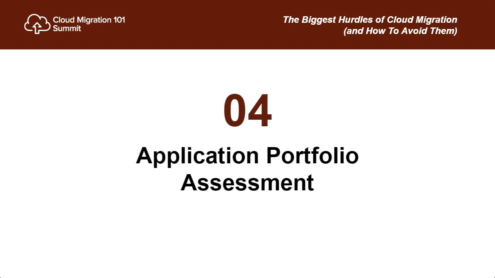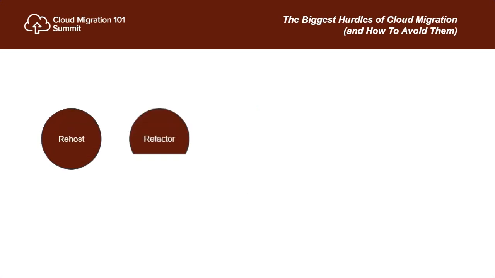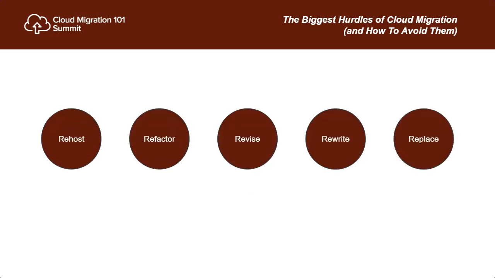Now, number 4 is an application portfolio assessment. Now, I know you've heard this a million times, but when you're going to the cloud, having done the homework of how you're going to move an application to the cloud is going to be crucial. And I know you've seen these 5 R's many times before. There's various variations of them. But I want to highlight them because this is part of your due diligence. This is part of what you need to do. This is part of how you're going to reduce the hurdles and the challenges that you're going to face during the application migration process.